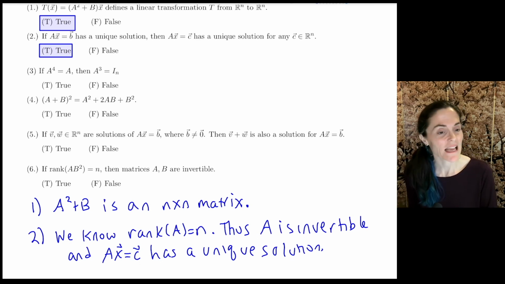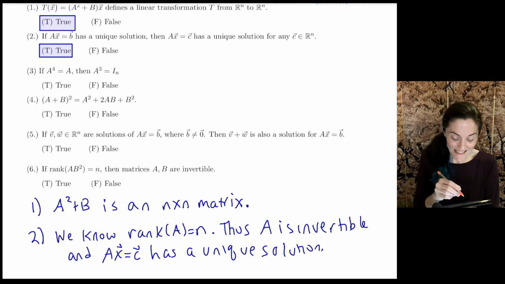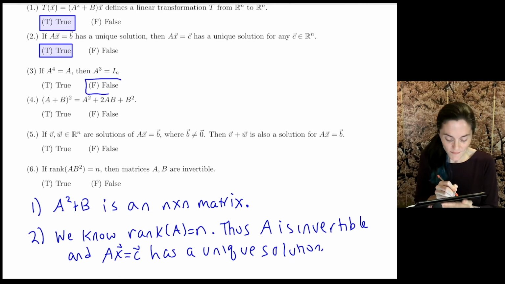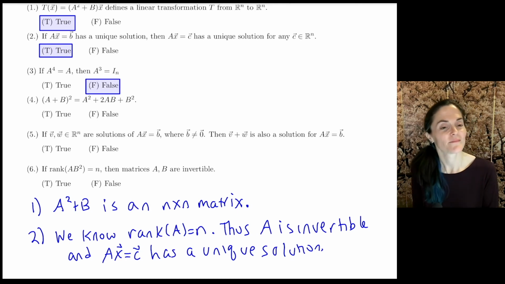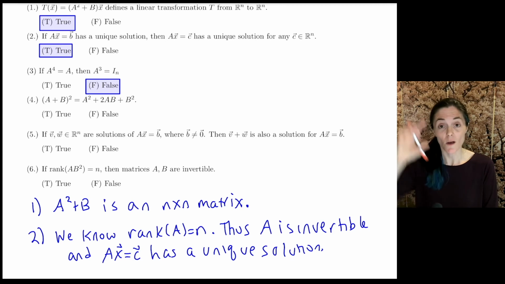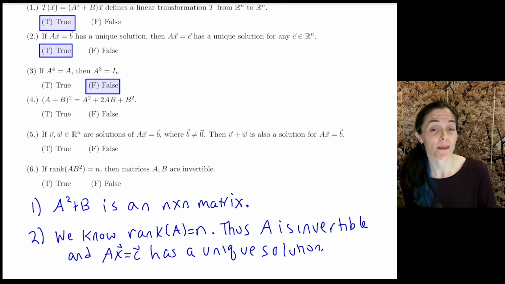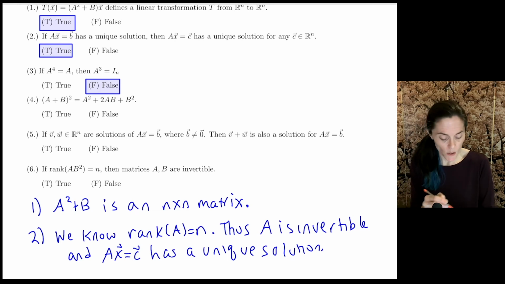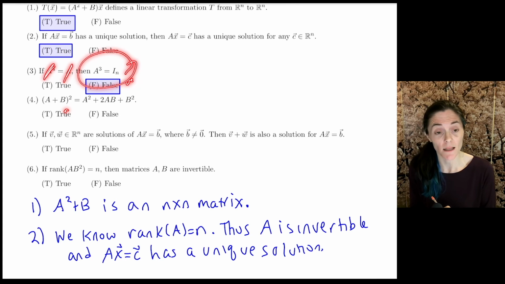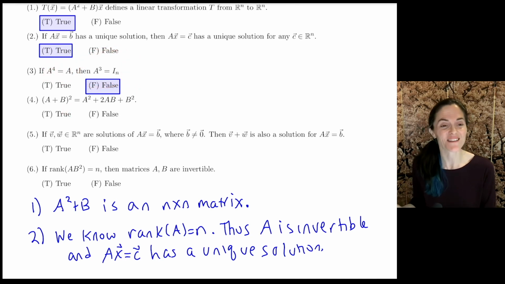Number 3, it says if A to the 4th is A, then A cubed is the identity. This is definitely false. Let's understand why. One thing I focused on in class is you cannot cancel off when you have matrix multiplication. Definitely not. And that's kind of what this is saying. Can you cancel off one of the A's on each side and conclude that A cubed is the identity? The answer is no, you can't do that.